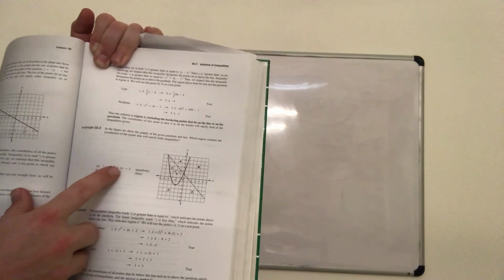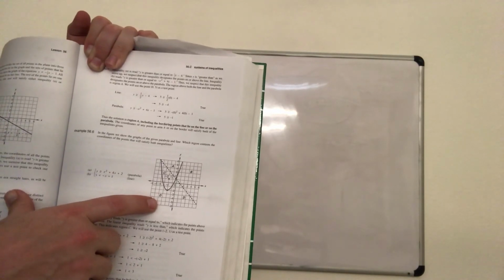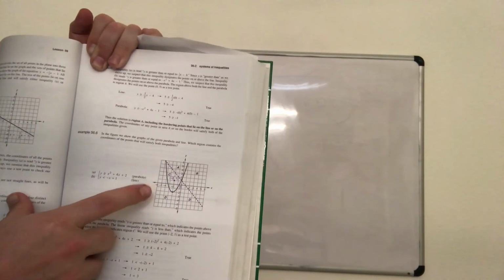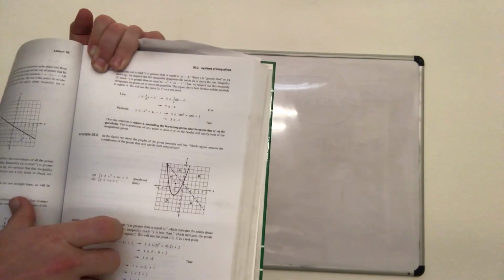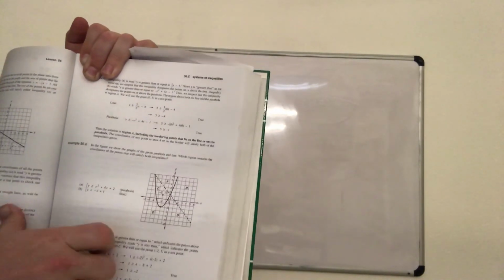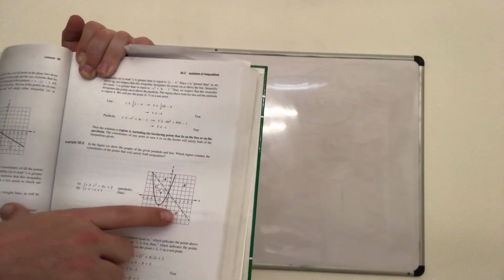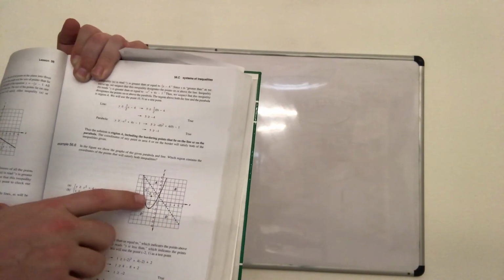Now, if it was less than the positive parabola, it would have been D. If it would have been a negative parabola, greater than would actually be outside. Less than would be inside. Just got to know that about parabolas. But the answer to this is going to be C, because we have a positive parabola. It's greater than, so it's inside the positive parabola. And it's less than the line, so it's either C or D, but it's going to be C.